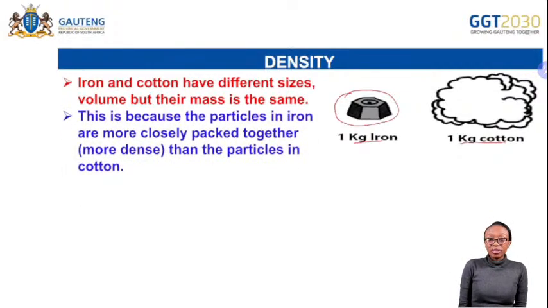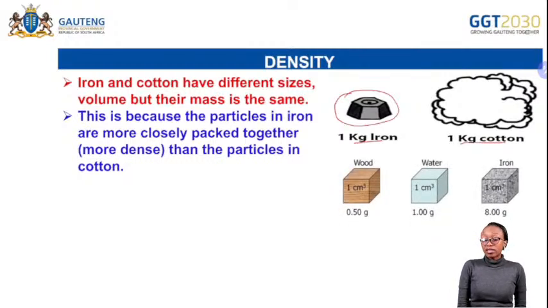Now, what does that mean? This is because the iron particles are actually more closely packed together and more dense in comparison to the cotton. So they may have the same amount of mass, but their sizes are different, because of the way that the particles within these two are packed. The ones in iron are packed closer together, and the ones in cotton are a bit more spaced. Which means that iron is actually more dense.